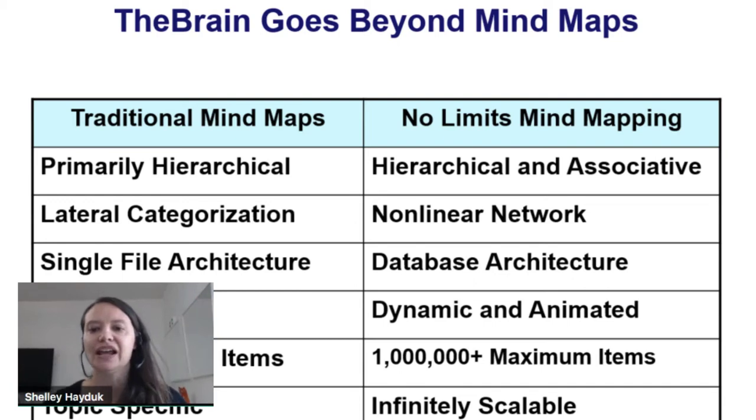And so the next aspect of that is, of course, with mind map, we talked about that lateral categorization, and with the brain, we're considered more of a network. So you can think of it more, instead of a hierarchy, as a network. Now the two are very complementary.